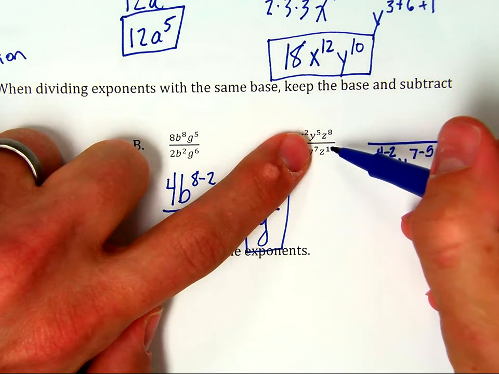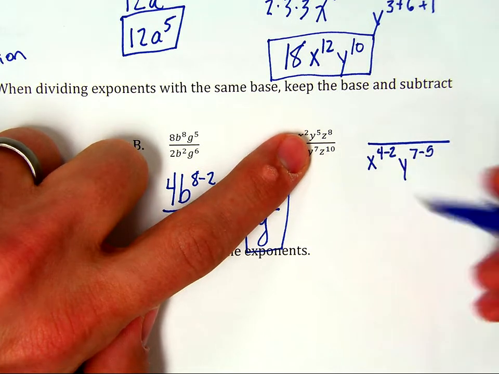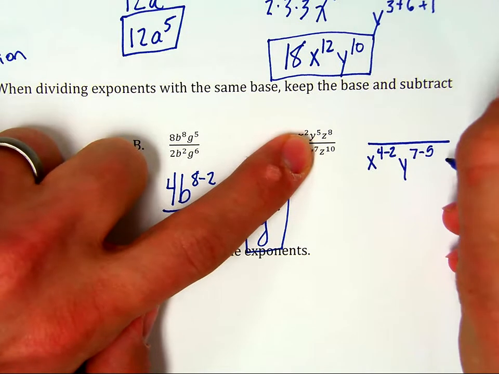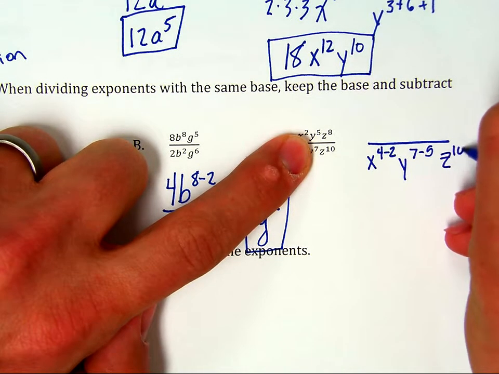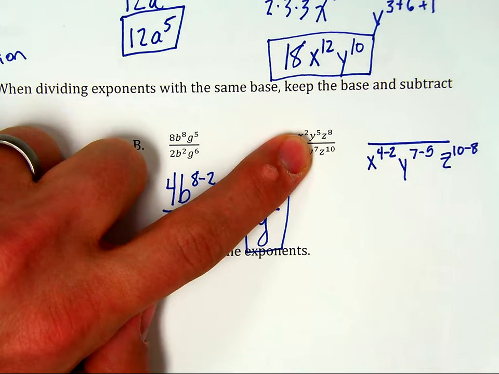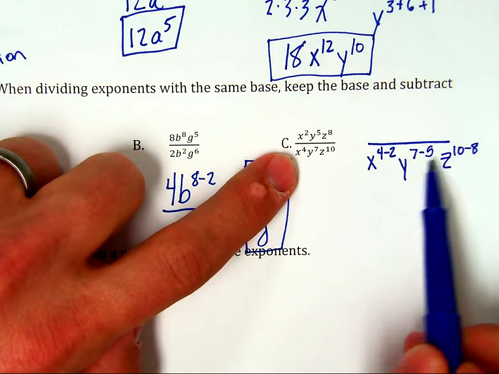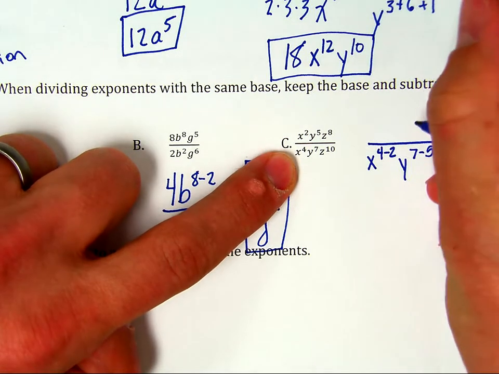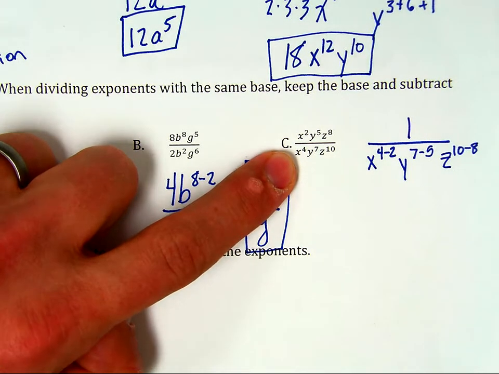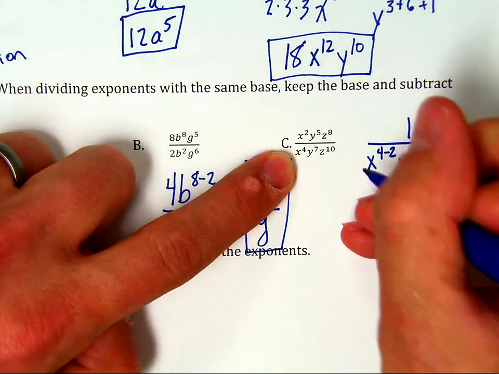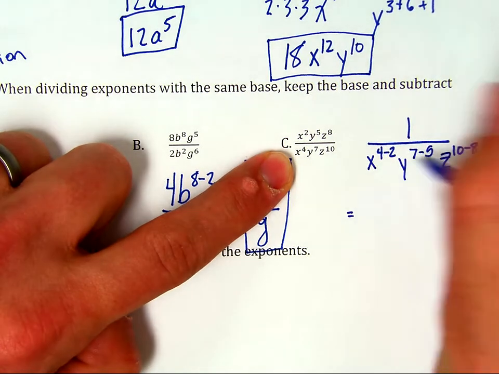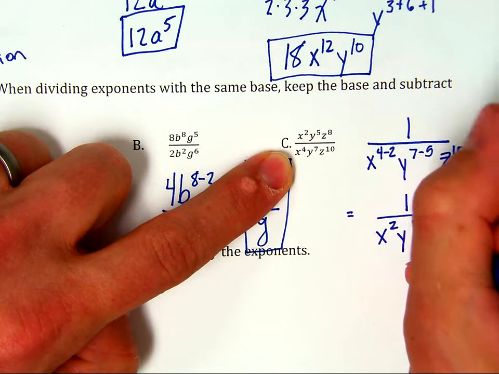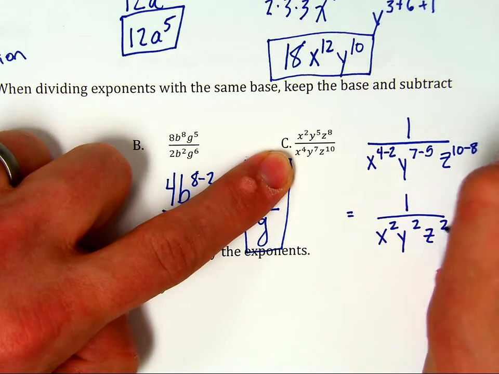When I go to z to the 8th divided by z to the 10th, it's bigger in the denominator again, so I'm going to subtract in the denominator. But now notice, all of them were bigger in the denominator, so we subtracted and kept all the terms down there. In that case, we need to leave a 1 up in the numerator, just as a placeholder. So my final simplified answer is 1 over x to the 2nd, y to the 2nd, z to the 2nd.